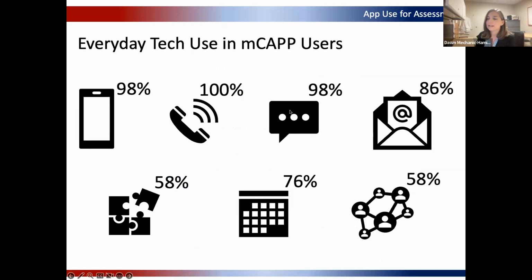And so this is the everyday tech use in our users, in those 50 users. So as you can see, a lot of them have a smartphone. Of those that have a smartphone, this is how they use it. So this is calling, texting, emailing, playing games, using it for a calendar, and social media. So relatively high users. But within that, we've got some folks who just don't use it all that much.